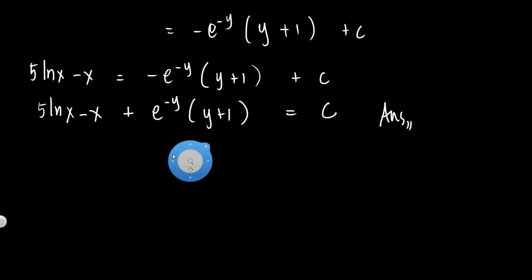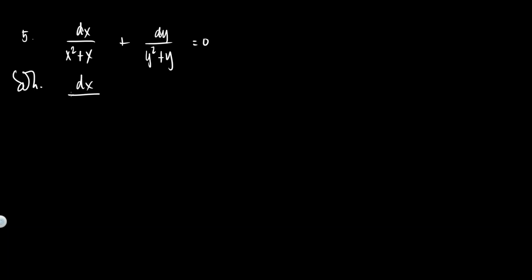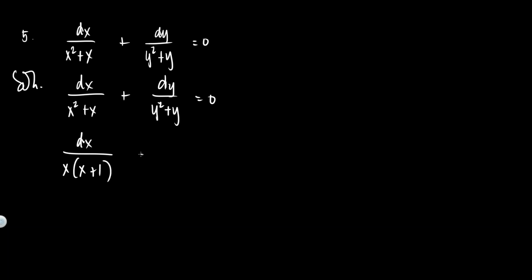Number 5. Okay, number 5. dx over (x squared plus x) plus dy over (y squared plus y) equals 0. Okay, solution. So we have dx over (x squared plus x) plus dy over (y squared plus y) equals 0. Or this is factoring out the x: dx over x times (x plus 1) plus dy over y times quantity (y plus 1) equals 0.